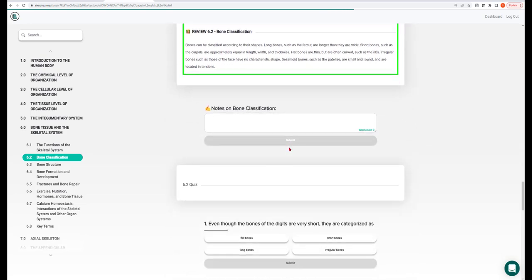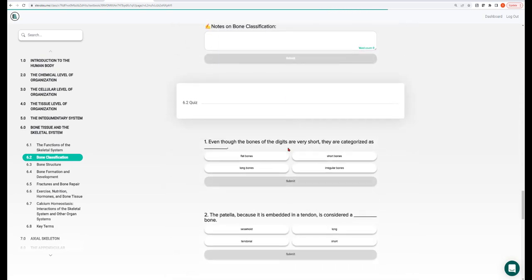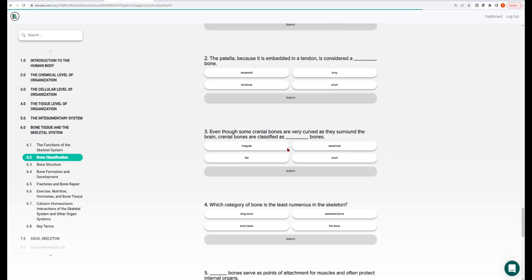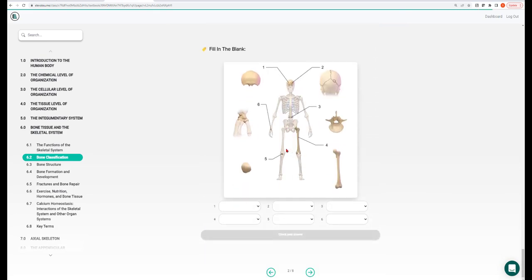And that is a quick and short run through section 6.2. Again, be sure to answer the questions and do the matching activity here.